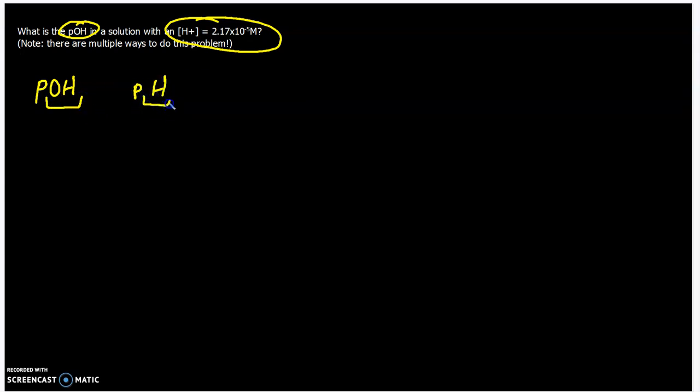Okay, so we're getting to a more complicated type of problem. It says, what is pOH if H plus is 2.17 times 10 to the negative 5? So, I'm sure you realize pOH has OH. pH has H. Right here we're given H. That's not the same thing as OH.